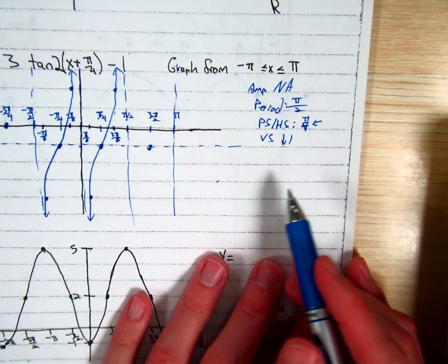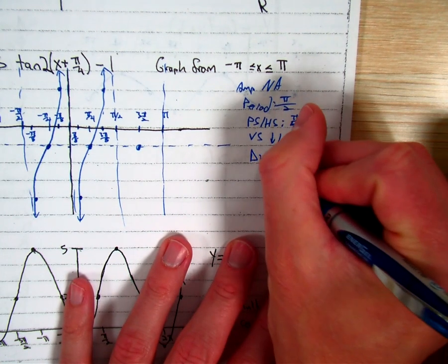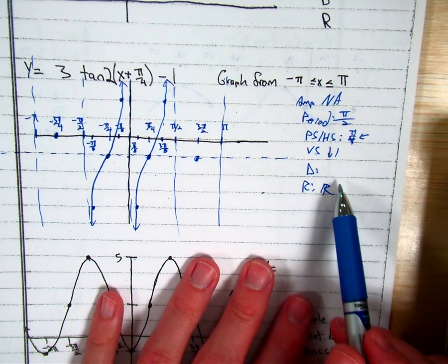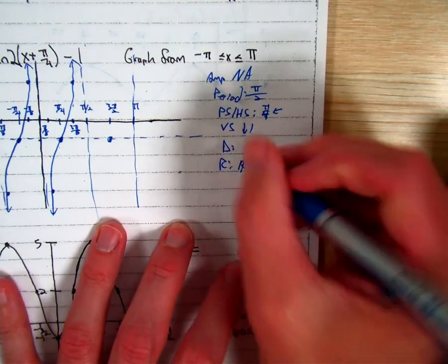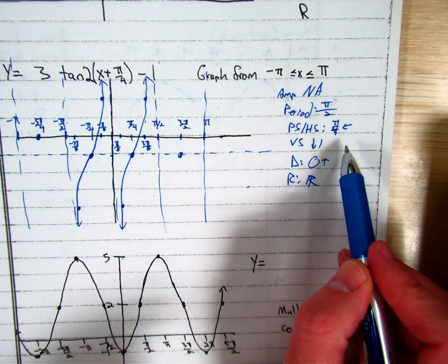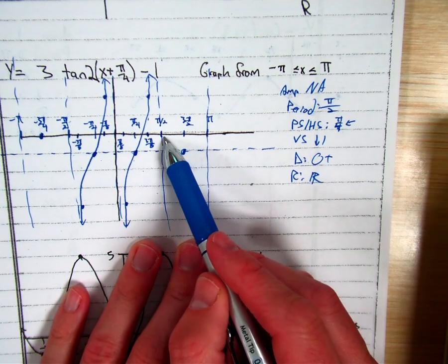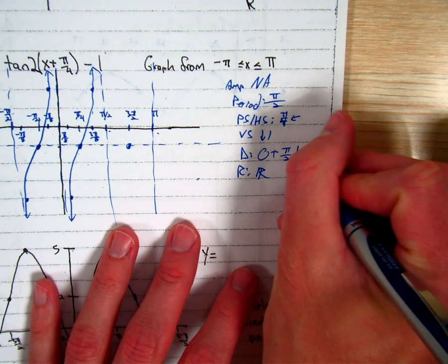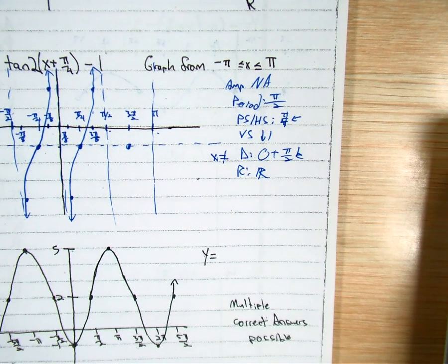Alright, another one we have of this is going to be, well, let's do our domain, and range is all real numbers. Domain, where's your first asymptote at? Whatever one you want to call it. Probably 0, let's just roll with 0. 0 plus, and it should be our period, pi over 2. Plus pi over 2k. X is not equal to 0 plus pi over 2k.